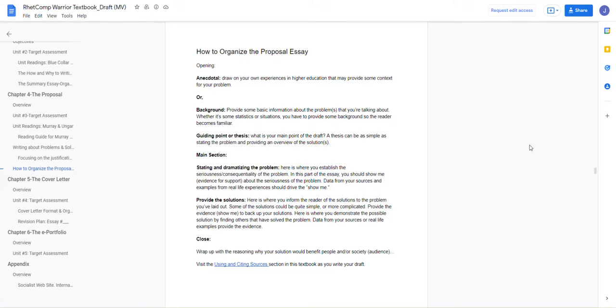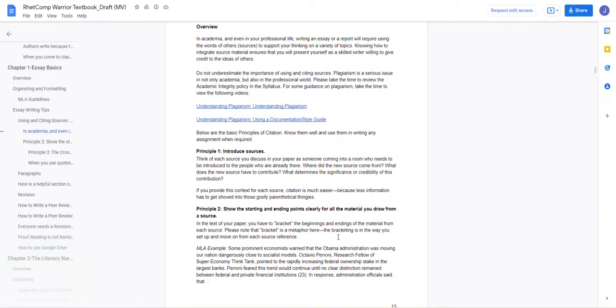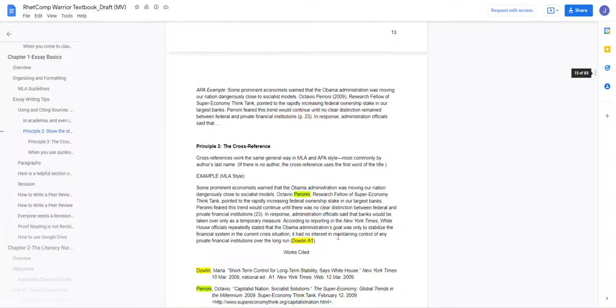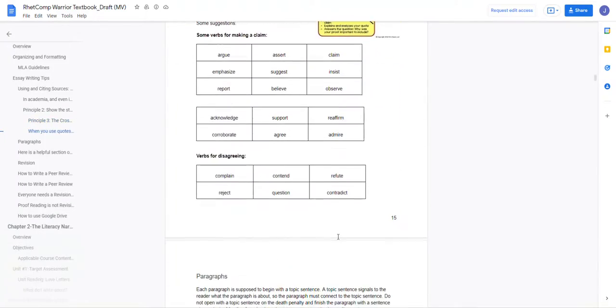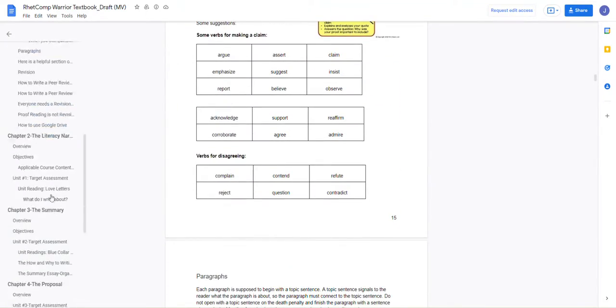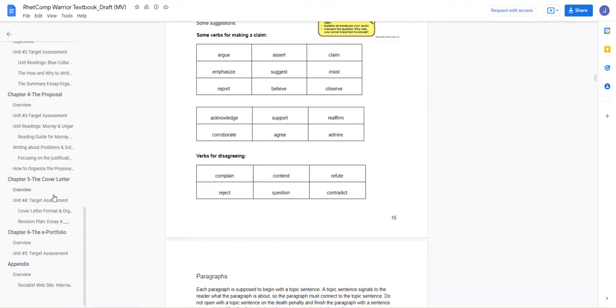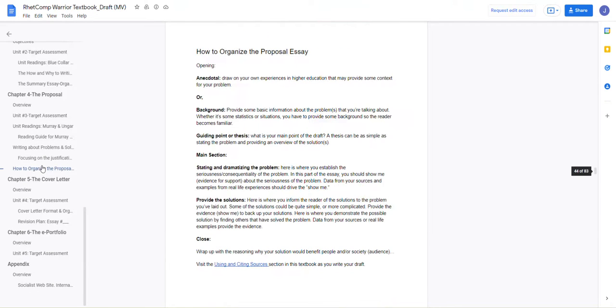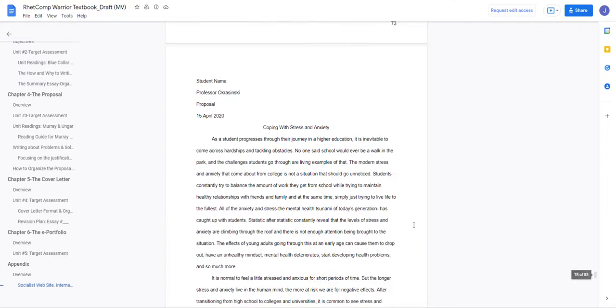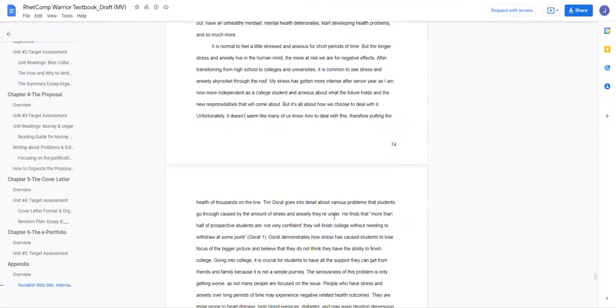So once again, let's look at using and citing sources. Here in the textbook on pages 13 through 15, we'll cover the quote hamburger. And then in the section on how to organize a proposal, I feel a lot of people have not either watched the lecture videos, or perhaps not read the textbook, or for some reason not even looked at the examples here in the appendix of the textbook.